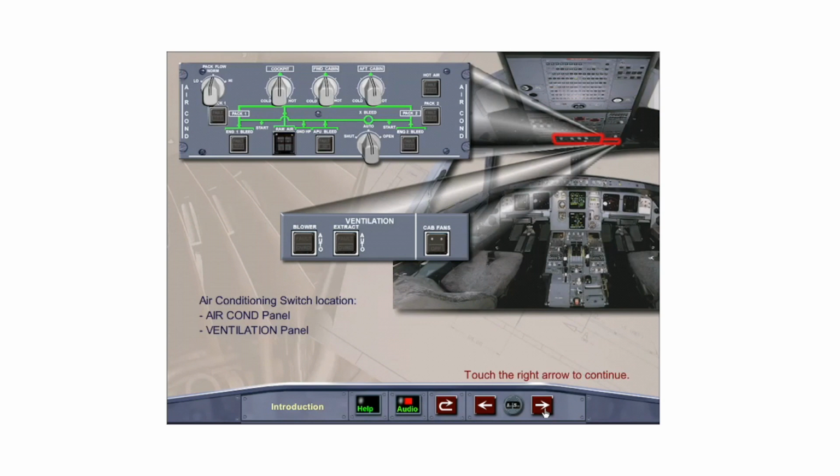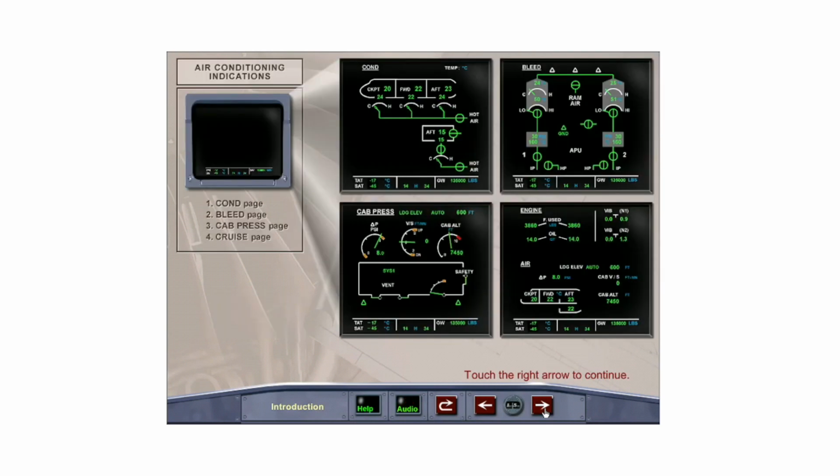The air conditioning system is controlled by switches located on the overhead air conditioning and ventilation panels. The air conditioning system's operation is displayed on 4 ECAM pages: the conditioning page, the bleed page, the cabin pressurization page, and the cruise page.